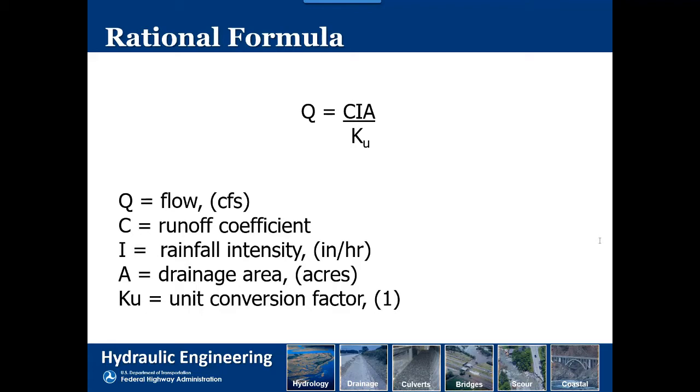There's also a unit conversion factor, which for English units is 1. Sometimes you'll see something else for metric. Typically, you'll just see this because we're using English units. You'll just say Q equals CIA. Has anybody ever seen this before? Okay.